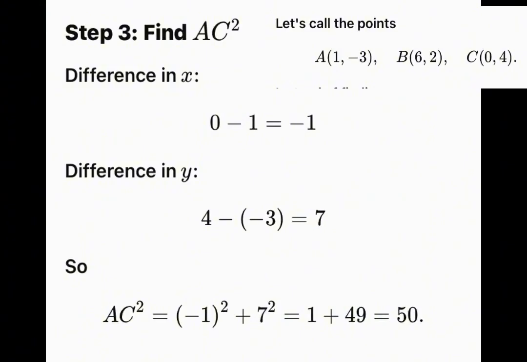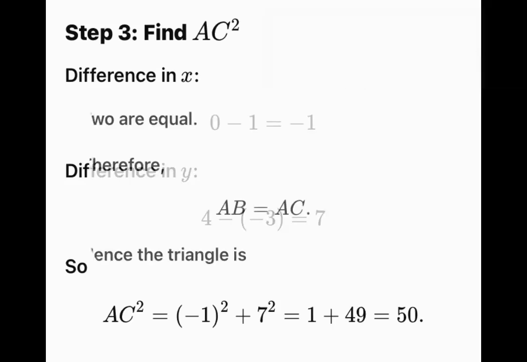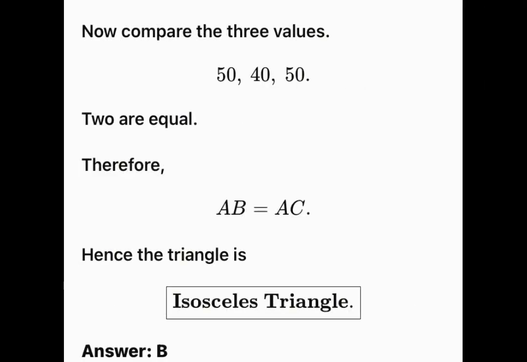Step 3, we do the same for side AC, where the difference in the x coordinate is 0 minus 1, which is -1, and the difference in y coordinates is 4 minus -3, which is 7. So, AC squared is (-1) squared plus 7 squared, which is 1 plus 49, giving us 50. Now we compare the three values, which represent AB squared, BC squared, and AC squared. So we discover that two are equal. Therefore, AB is equal to AC. Hence, the triangle is an isosceles triangle, and the answer is B.